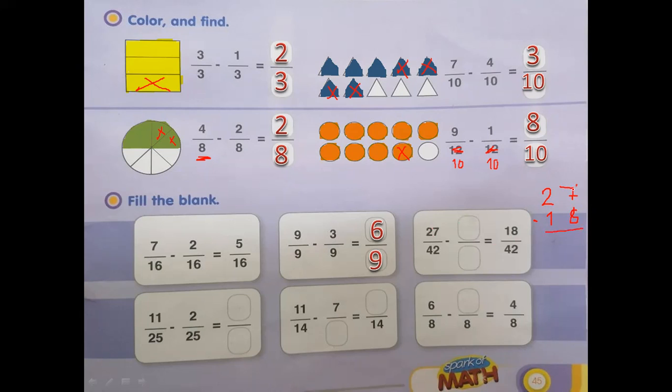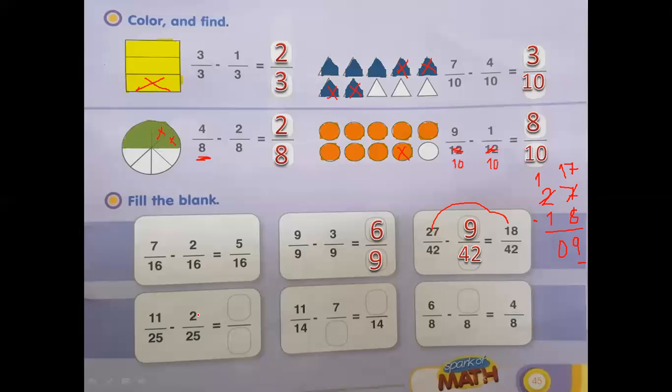7 minus 8, we can't subtract 7 minus 8. So we are going to take 1 from the tens. So 7 becomes 17, and 17 minus 8 equals 9. And here we have 0. So the number is 9. So 27 minus 9 equals 18. Okay, so how can we know the answer? We subtract 18 from 27 to know the answer. Okay, and what is the denominator here? It is 42. Okay, number 4, we have 11 minus 2.